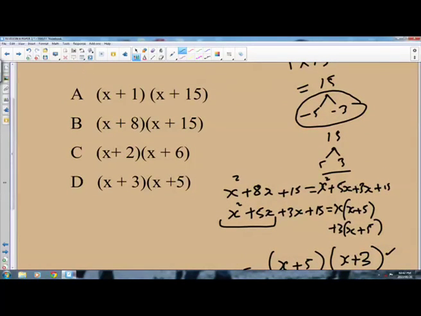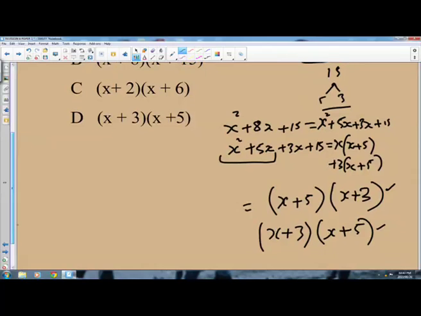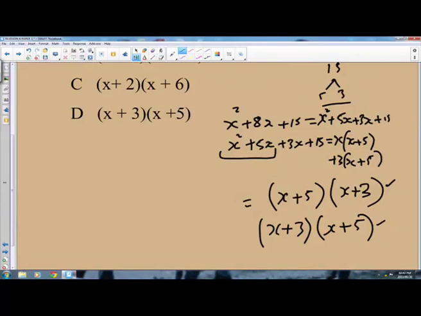A, x plus 1, x plus 15, this is not the correct answer. B, x plus 8, x plus 15, also not the correct answer. Then C, x plus 2, x plus 6. Then D, it's x plus 3, x plus 5. Let's check if that's what we got. Yes, it's x plus 3 and then x plus 5. So the answer to this question is D. We'll have to circle D.